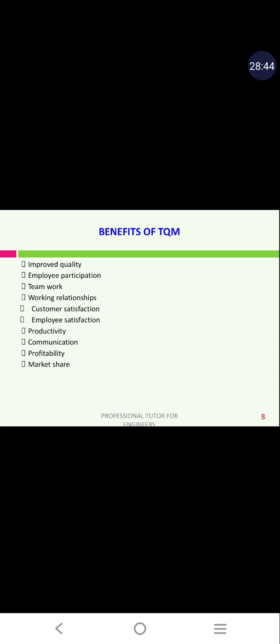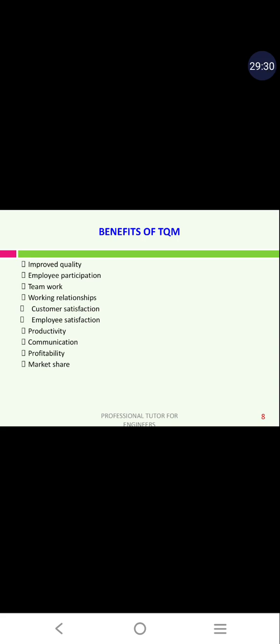And next one is benefits of TQM. So what are the benefits of TQM? If you are implementing TQM in a company, what benefits can be achieved? First one is improved quality, second one is employee participation, third one is teamwork, fourth one is working relationships, fifth one is customer satisfaction, sixth one is employee satisfaction, seventh one is productivity, eighth one is communication, ninth one is profitability, and tenth one is market share. So these are all the benefits that can be obtained if you are implementing TQM.